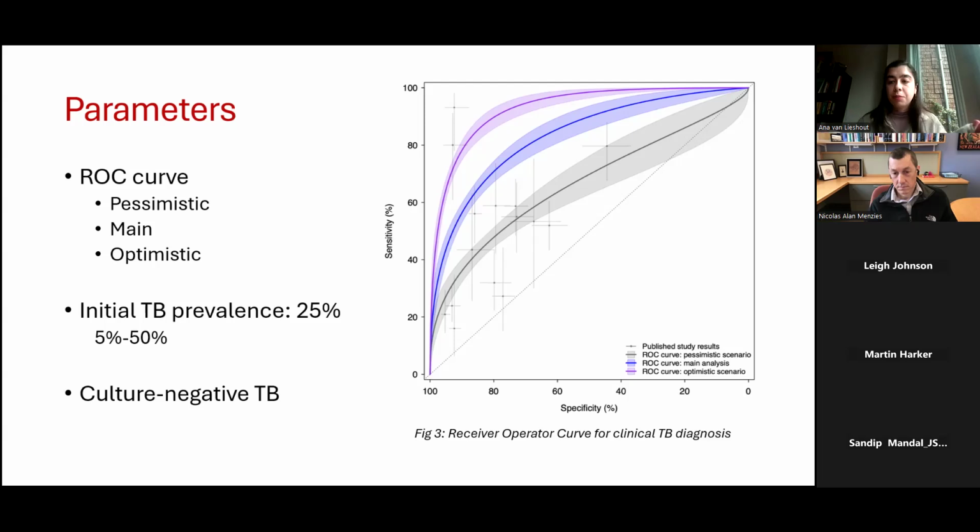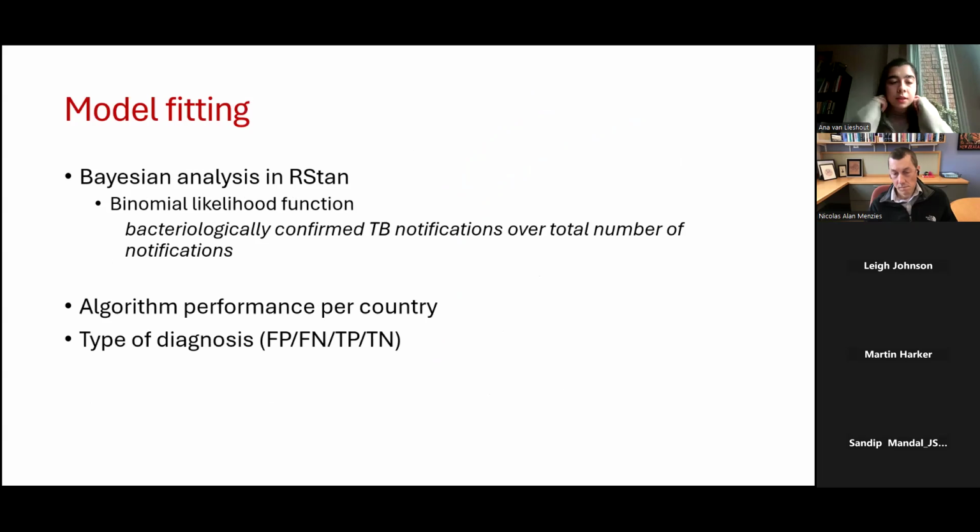So these are the parameters and the model description that went into it. And then we used Bayesian analysis in RStan to fit the parameter values to the data. We have the number of bacteriologically confirmed TB notifications over the total number of notifications, and we set this to be a binomial likelihood function. That way we can estimate the actual values of clinical diagnosis accuracy that would fit, so that we would get the results that we were expecting to get.